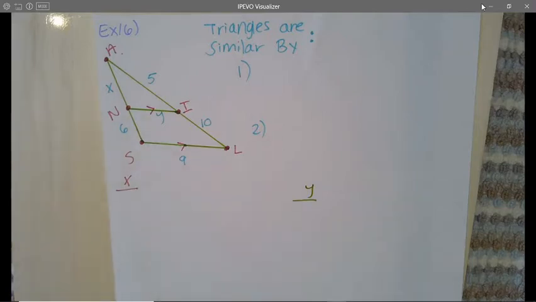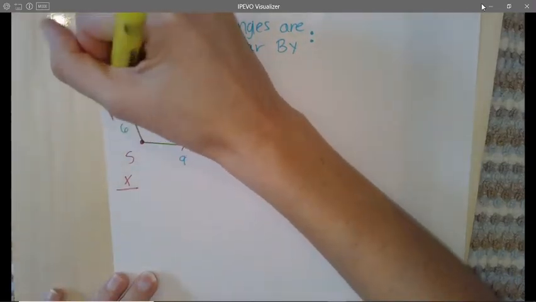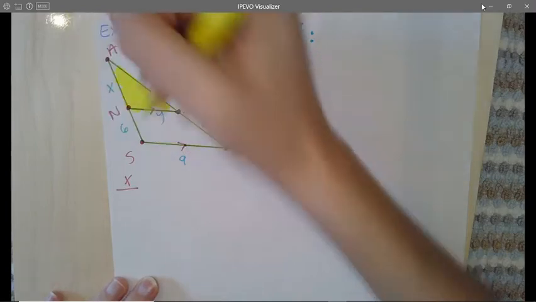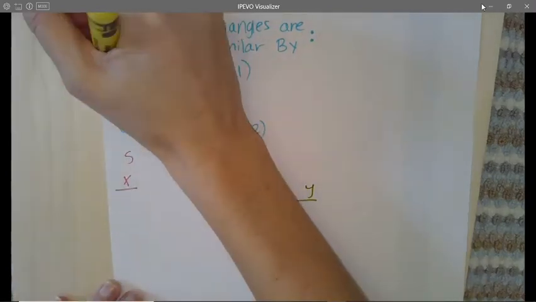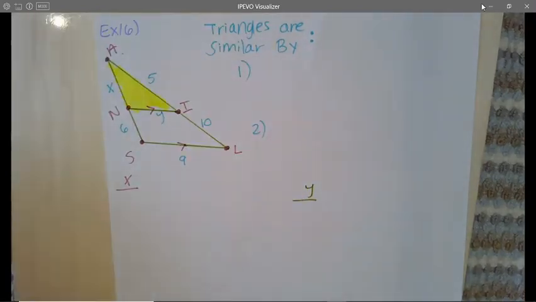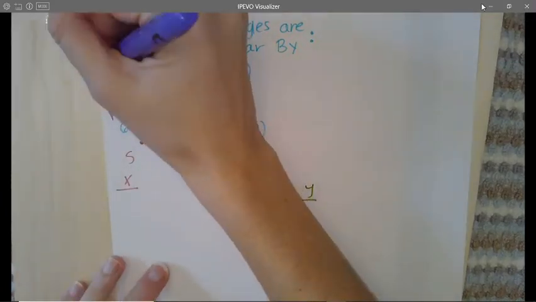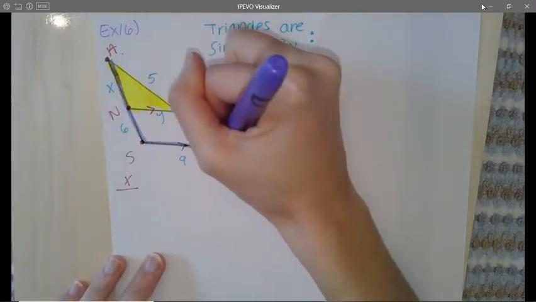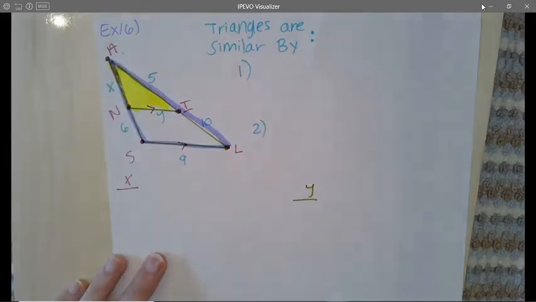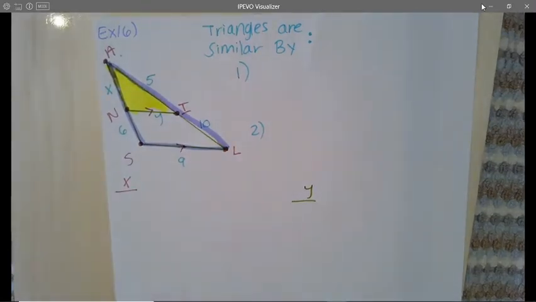We have this upper triangle, so this is going to be very similar to example 15. We have this upper triangle right here, and then we have this big old triangle right here. Okay, so we have two overlapping triangles.